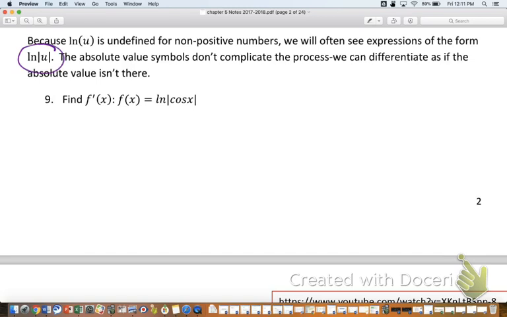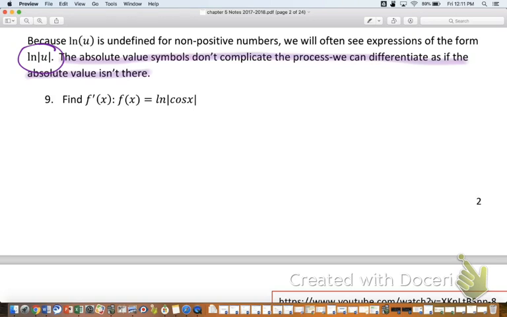So if we had this, natural log of absolute value of u, what's the only number that doesn't work now? 0. Yep, 0 still doesn't work, but now all the negatives would work because the absolute value just turns them into positives, and still all the positives would work as well. So the point of this is simply this next statement, that the absolute value symbols actually are not going to complicate the process at all. I'll prove that to you.